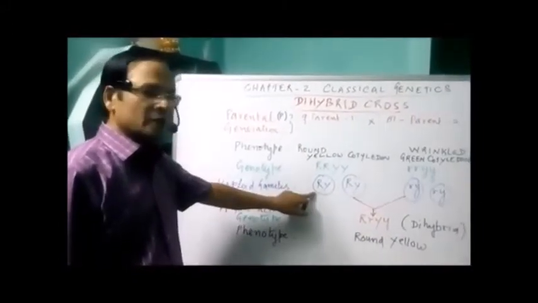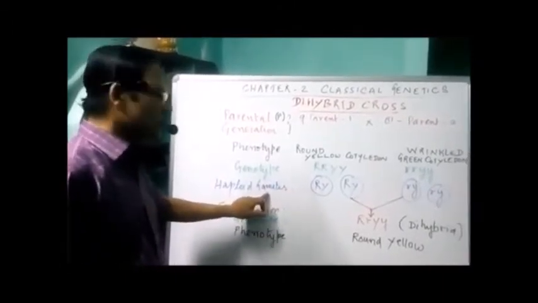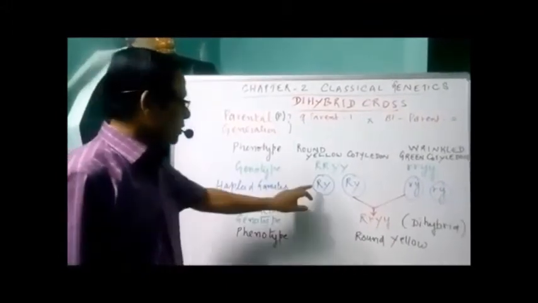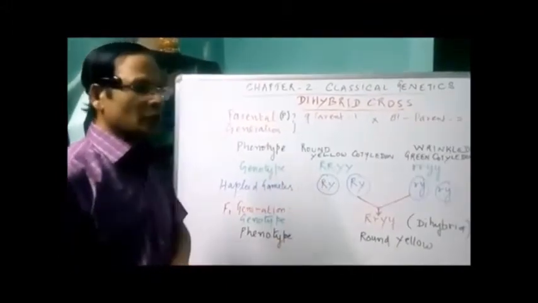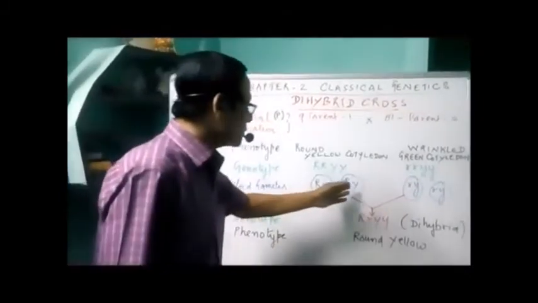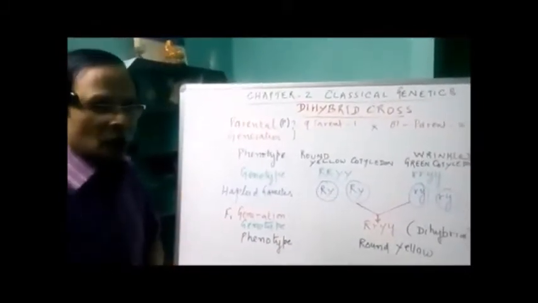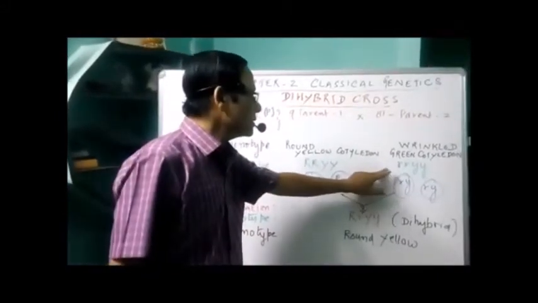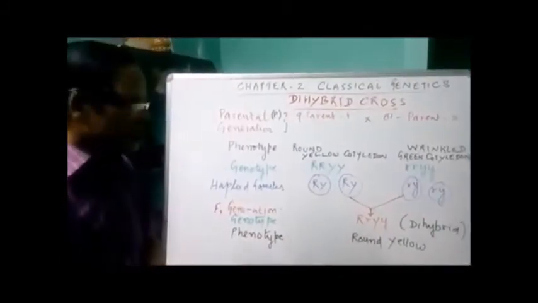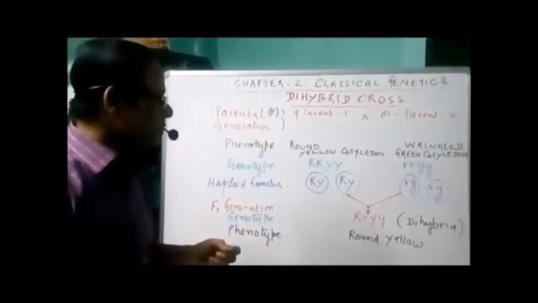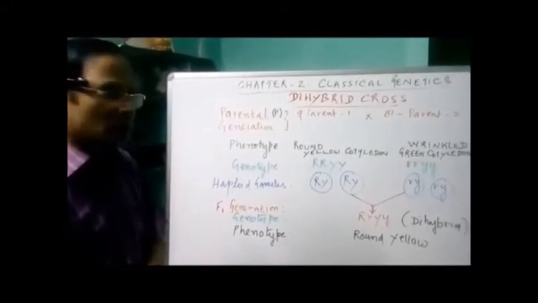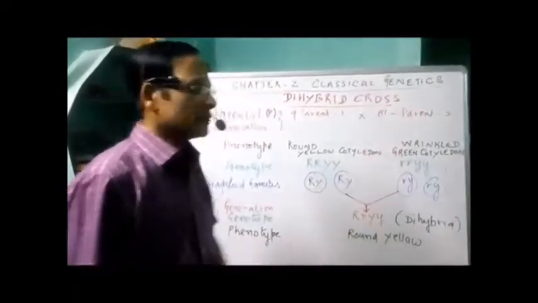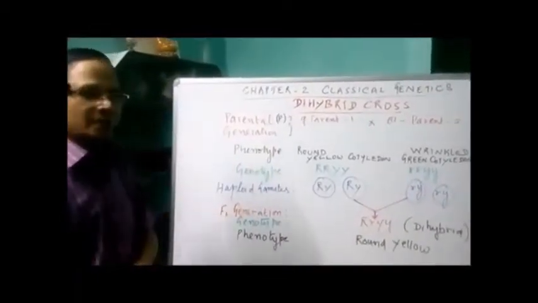So, it denotes a haploid condition, hence I mentioned the haploid gametes. These haploid gametes have only one gene for a character: one gene for round and one gene for yellow. All the gametes are similar, having capital R for round and capital Y for yellow. Similarly, the wrinkled green cotyledon parent produces gametes, each with one gene for wrinkled and one gene for green, that is small r and small y. So all the gametes are similar.